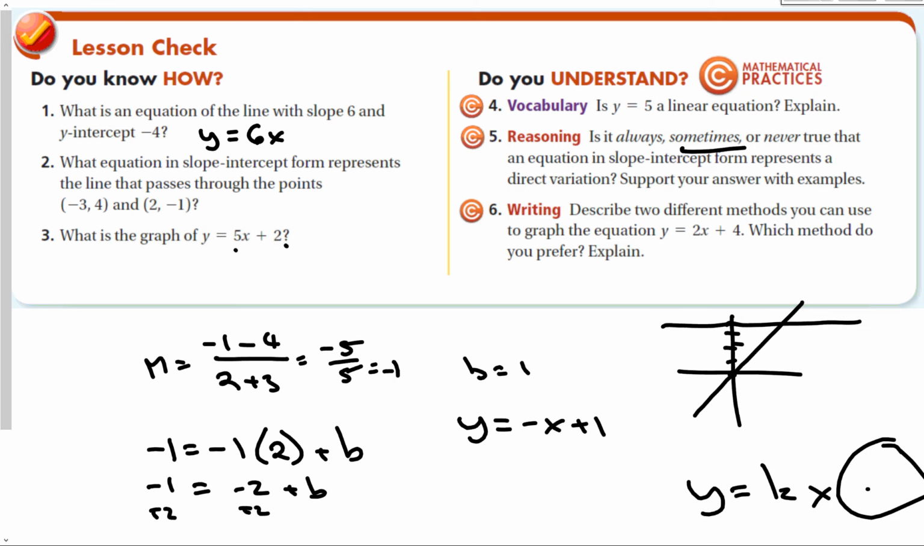Describe two different methods you can use to graph the equation y equals 2x plus 4. You can plot points, right? We can make a table, but the better way is to start at positive 4, the y-intercept, and then to get my next point, you would go up 2, right 1. Use the slope. And that is slope-intercept form.